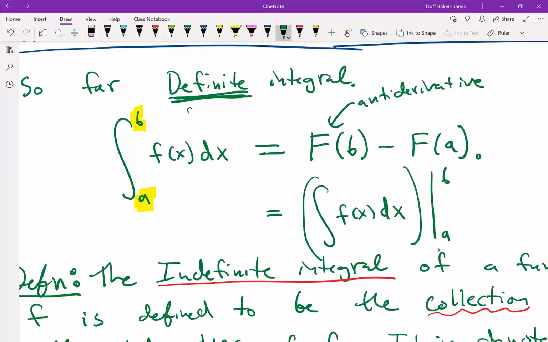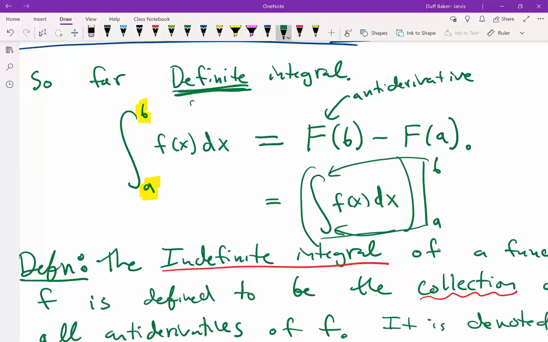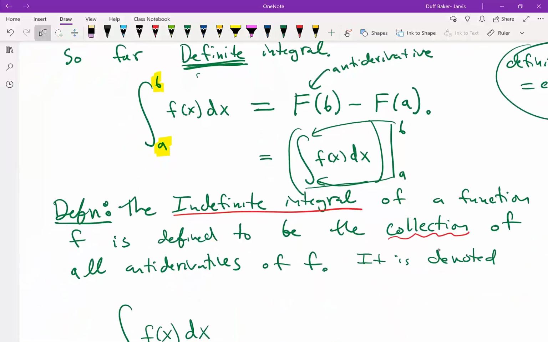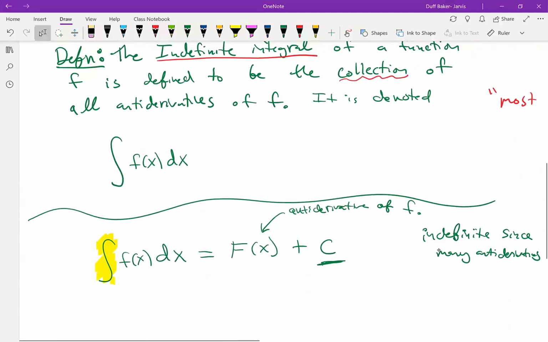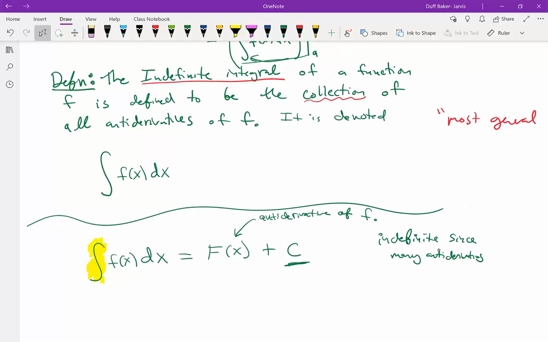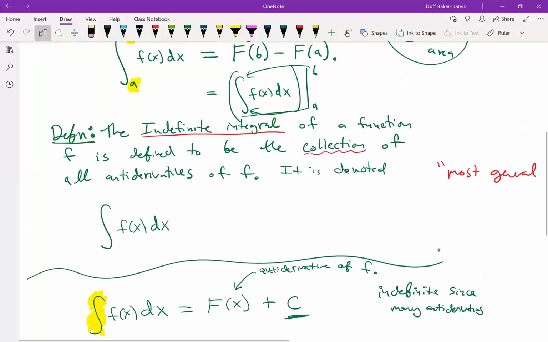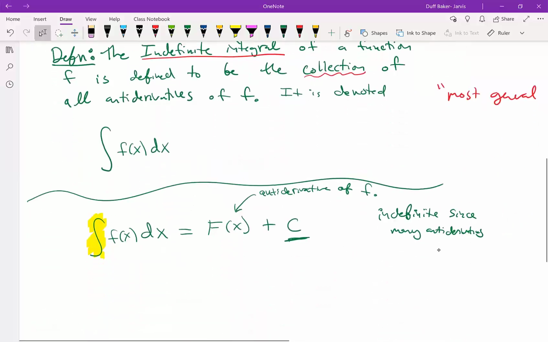Right, where this bar is the evaluation bar, means to plug in, right? So it's just saying, the definite integral is the indefinite integral where you just take the bounds, the evaluation bounds, and you stick them on there, right? So it's kind of one step simpler in the notation, right? Okay, so that's what an indefinite integral is. It's not anything really new for us, right? It's just find the most general antiderivative, right? Okay, so not too bad.